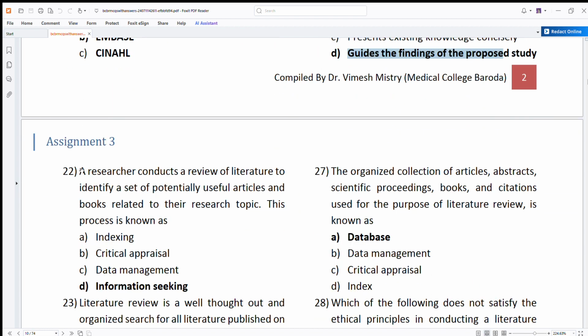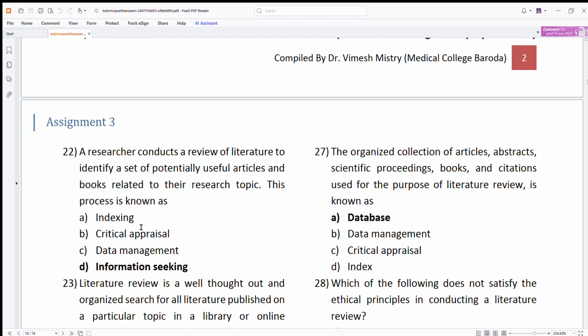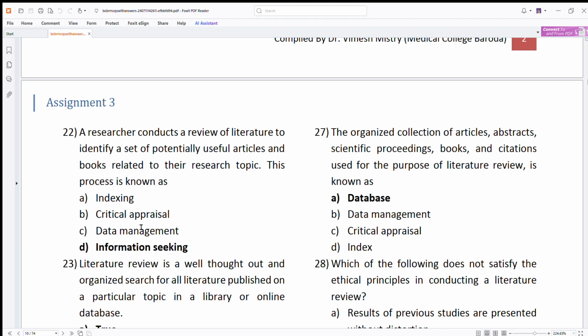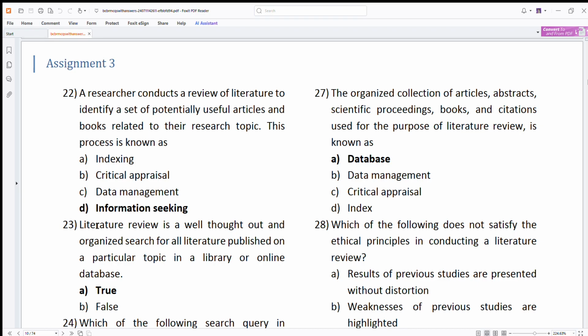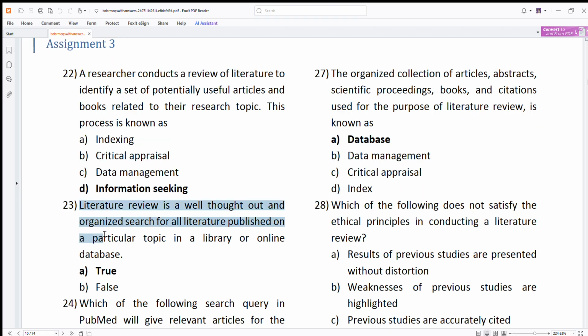Then a researcher conducts a review of literature to identify a set of potentially useful articles and books related to the research topic. This process is known as information seeking. The researcher is basically seeking information to identify a set of potentially useful articles. So the researcher is seeking information. Literature review is a well thought out and organized search for all literature published. True.